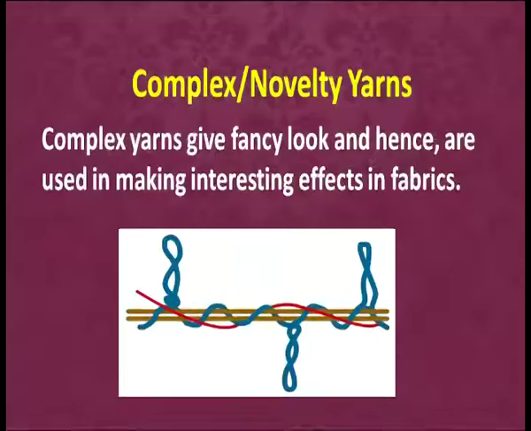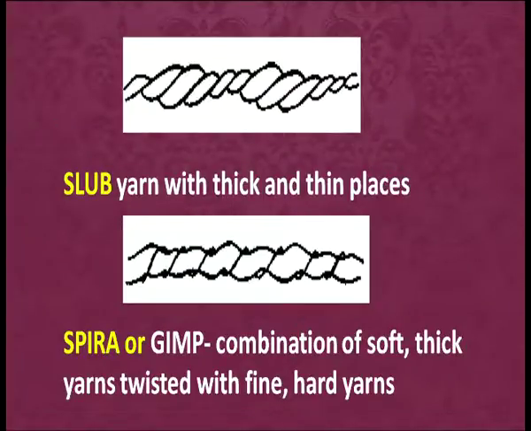So when we talk of complex and novelty yarns, one example is a slub yarn, which is alternately thick and thin in different places. Or we can have a spiral or a gimp, which is a combination of soft, thick yarns twisted along with fine and hard yarns. So again, the final product that we get is somewhere hard and somewhere soft. So it's a different kind of surface that we obtain on the fabric.